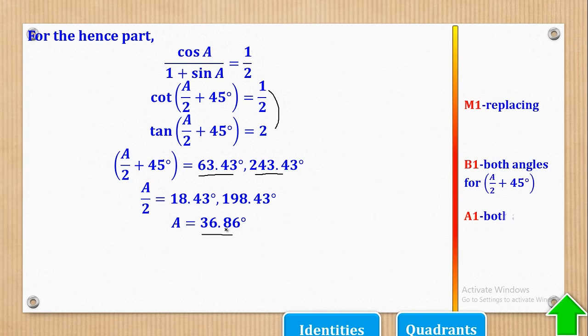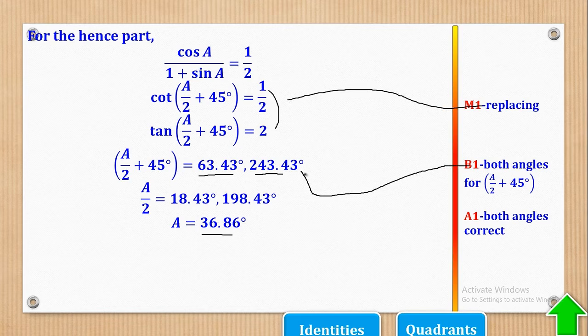Now let's see how much can be awarded. So M1 for replacing, which is that, then B1 for both angles of this, and A1 for this.